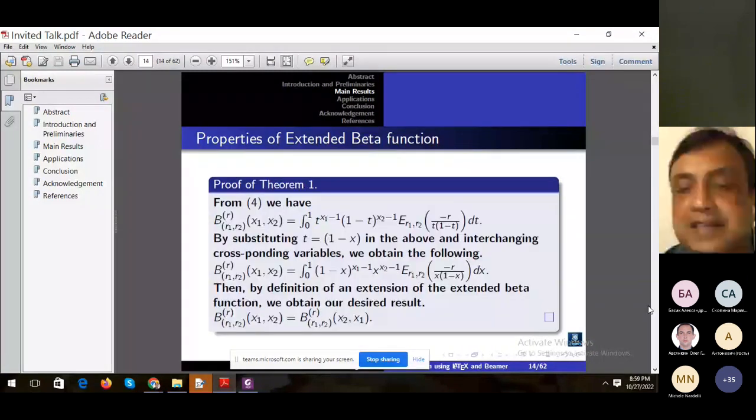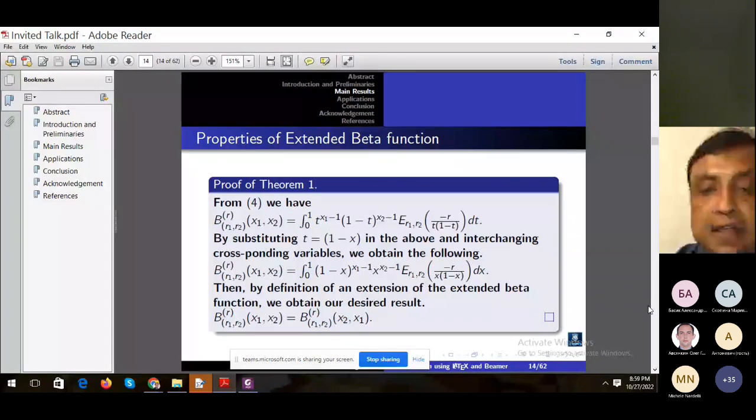You can see that we have given the proof of our theorem 1 from definition 4. This is the extended beta function. By substituting t equal to 1 minus x in the above equation and interchanging the corresponding variables, we obtain the following result on the right hand side. And then by the definition of the extended beta function, we obtain our desired result. So it is an easy proof, but it is a very important property for managing differential equations.